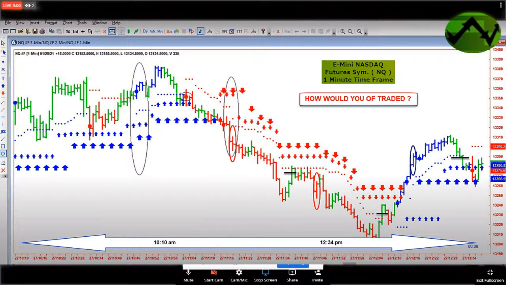This one shows we have a buy signal at about 10:45, roughly 10:46. You could have taken that if you wanted to. And you could put your stop about right there. Put your stop about right here.